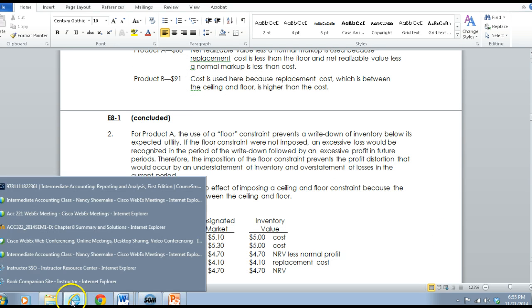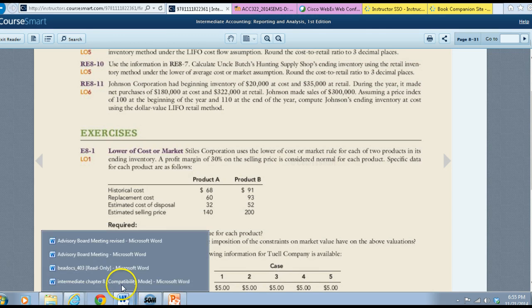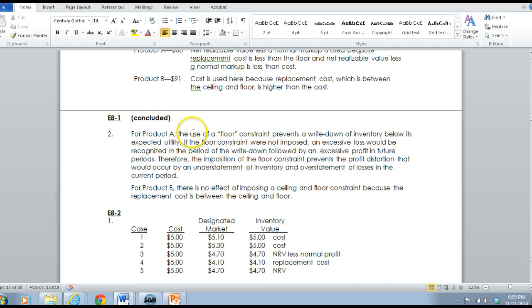Let's go back here and look at the 2. What effect does the imposition of the constraints on market value have on these various limitations? Well, under A, the floor prevents the write-down of inventory below its expected utility. If the floor constraint weren't imposed, we would have a really big loss in the write-down of the inventory. Yeah?